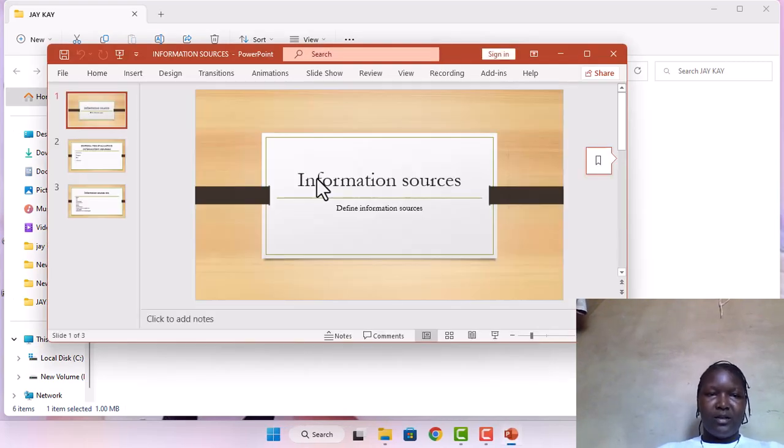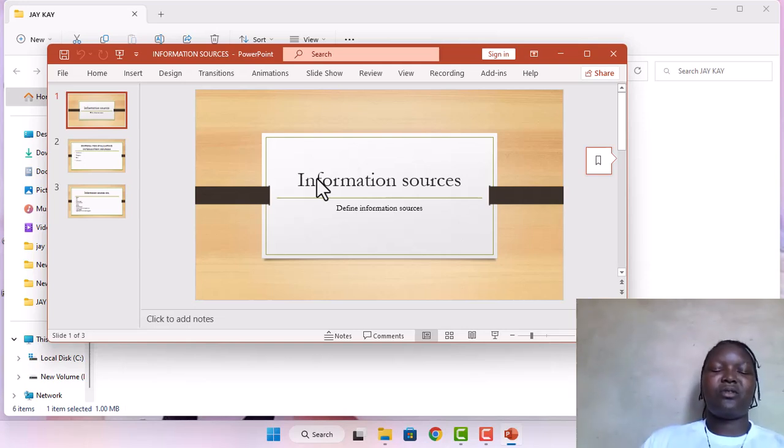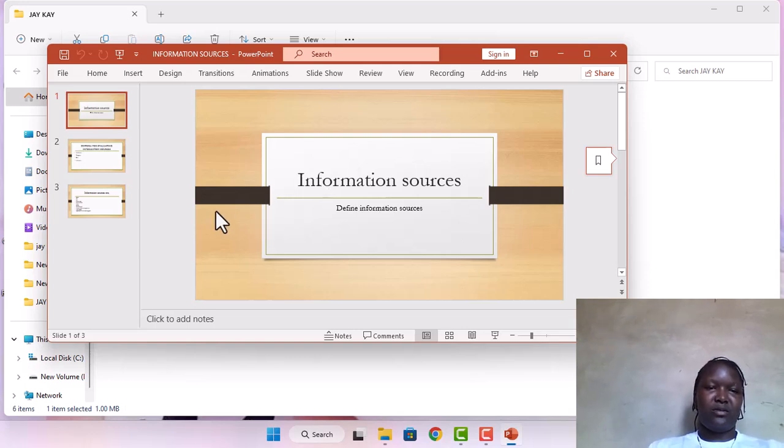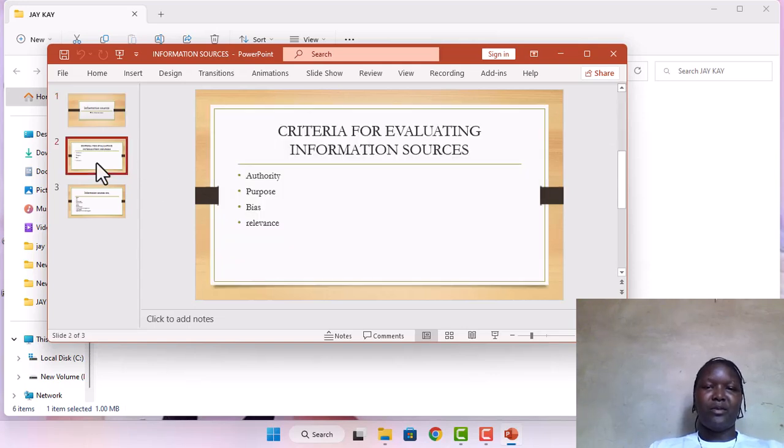So the first one, as you can see, this is the first subtopic that I'm introducing after information literacy, after the first introduction I made. So this is my first subtopic, which is on information sources. As you can see, I've been organizing my work with a question. They're asking: what defines information sources?